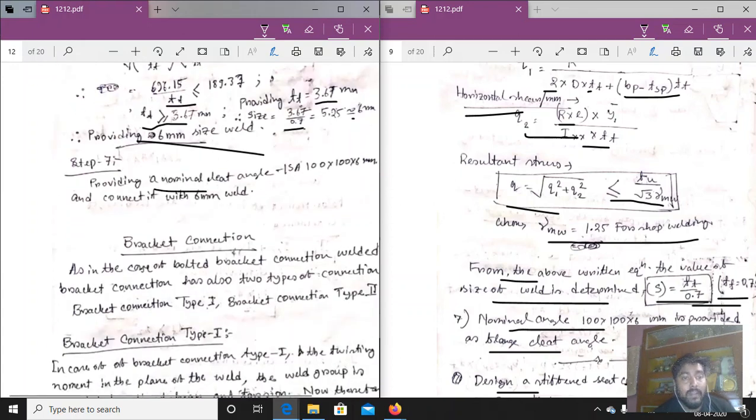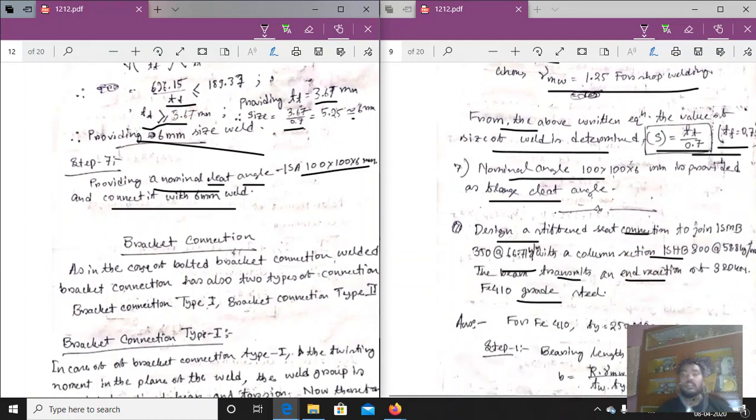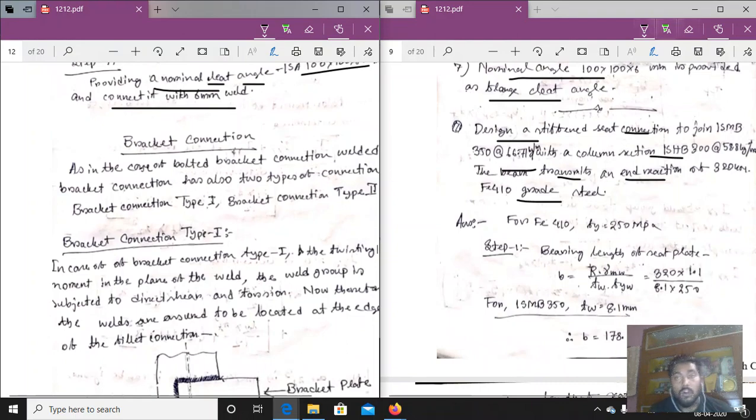So providing a nominal weld cleat angle, we have to assume 100 into 10 into 6 and connected with a 6 mm weld. The same weld thickness has been used here. So we have used all the procedures, all the steps, and determined the value. Okay, so this is the stiffened seat connection.